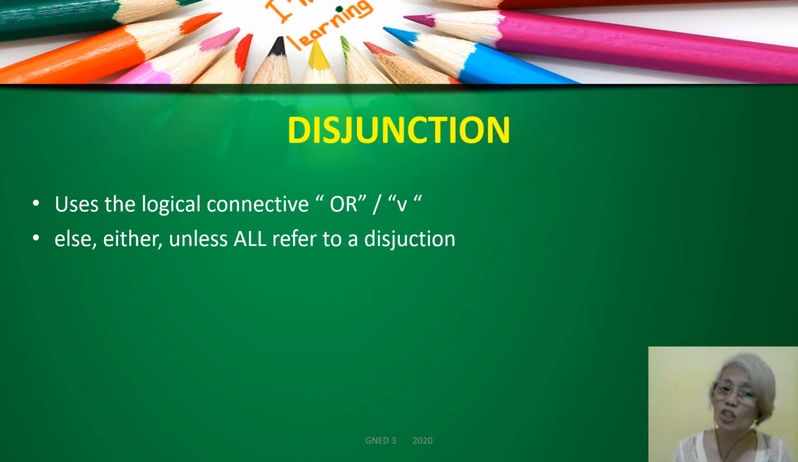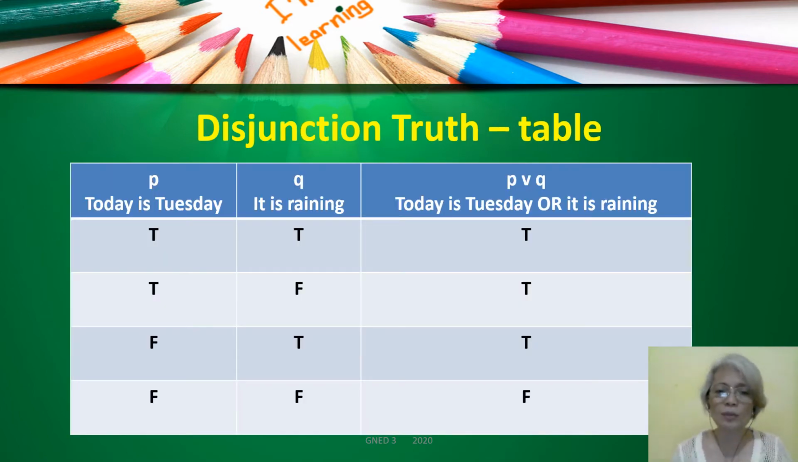Then we have the disjunction. We use the logical connective or, which is represented by the small letter V. We see words like else, either, unless to refer to a disjunction. All these may replace or to mean a disjunction. For the truth value, you notice that the truth value of the disjunction will be true if one of the disjuncts is true.